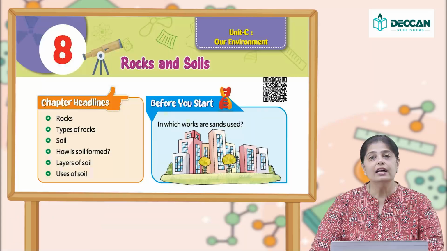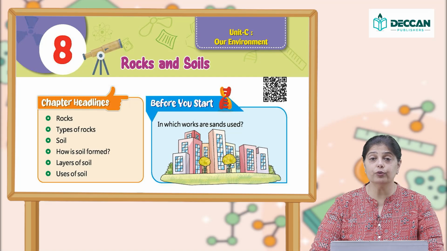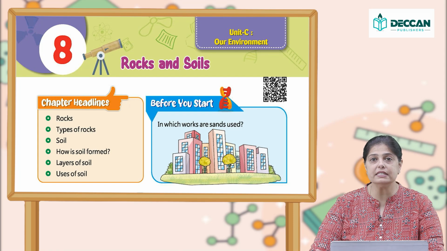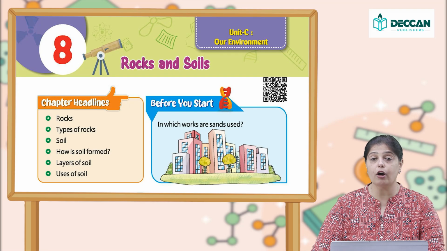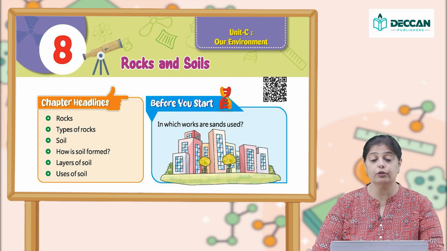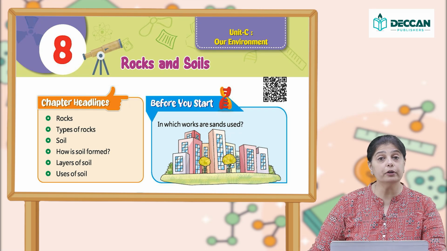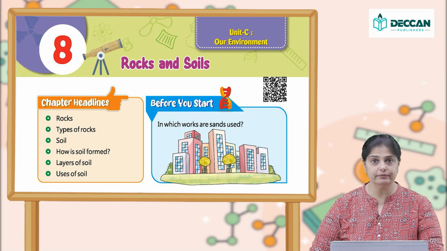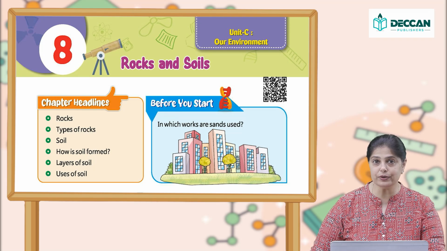So children, science helps us to know about our environment in a better manner, isn't it? So now we are going to talk about certain things that we see very commonly in our environment, which are the rocks and the soils. We're going to talk about the different types of rocks, we're going to talk about soil, how the soil is formed, the different layers of soil, and also the uses of soil. Okay, so are you ready?